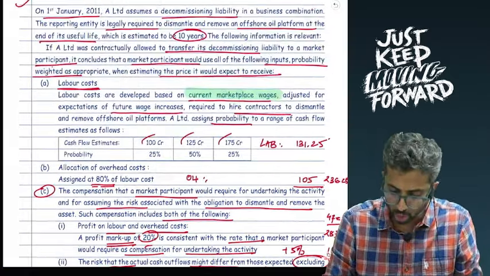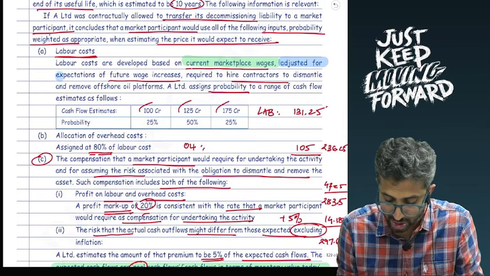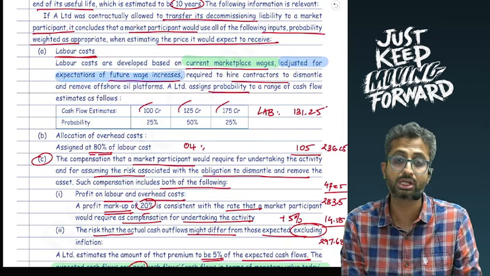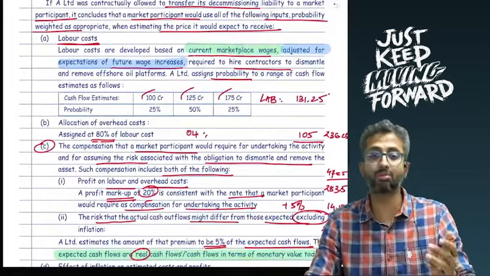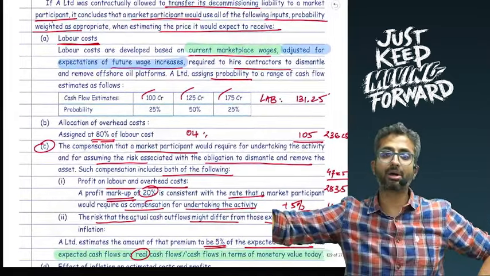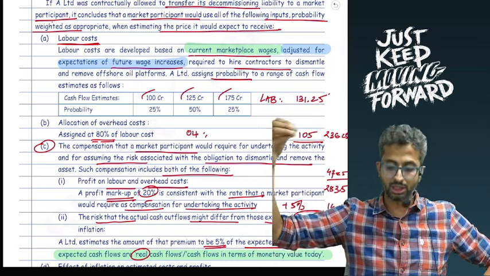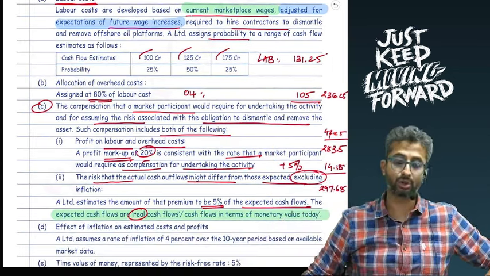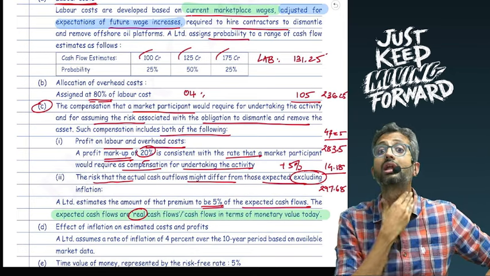Now sometimes I do get a doubt from the students, and rightly so. They say, sir, it is given that these are adjusted for expectation of future wage increases. Now this is clearly conflicting information. At one place they are saying that the labor costs are adjusted for future wage increases. At the other place they say that these are real cash flows. The Institute has solved it using real cash flows because it is specifically, loudly and clearly given to you.